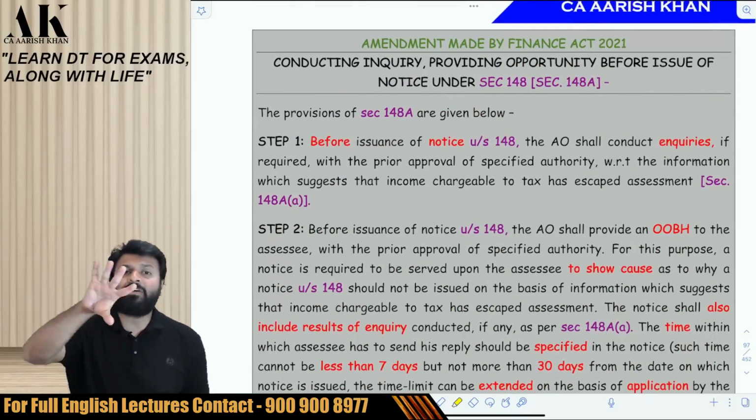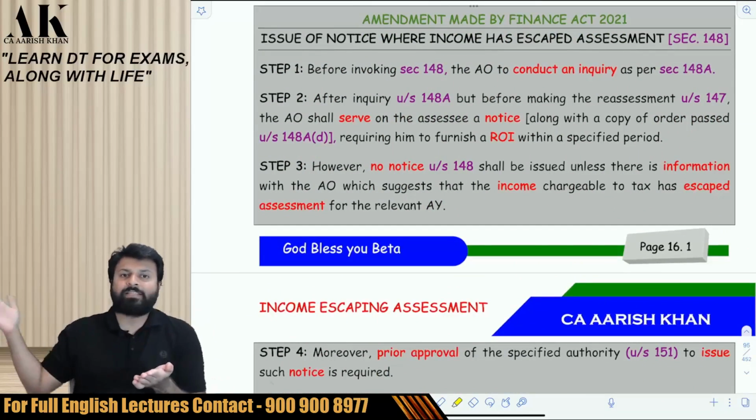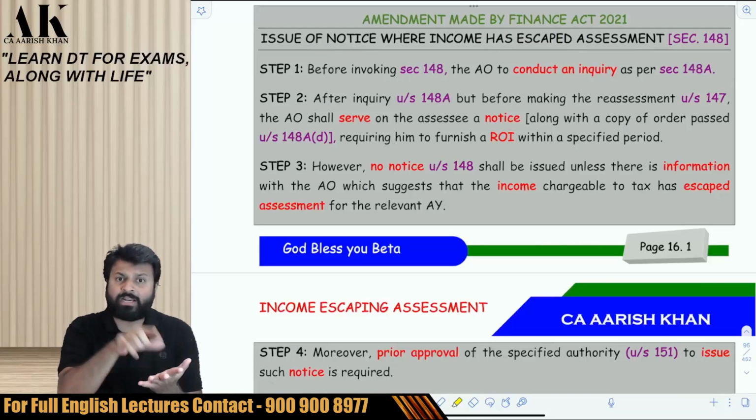This inquiry is a kind of opportunity which is given to the assessee. So try to understand the steps. The AO has some information in his possession that you have escaped income.